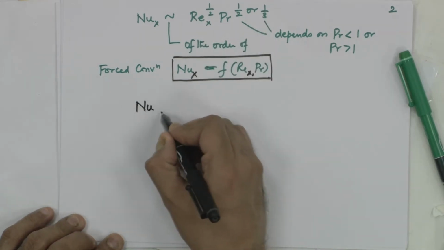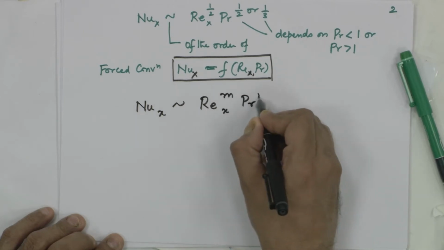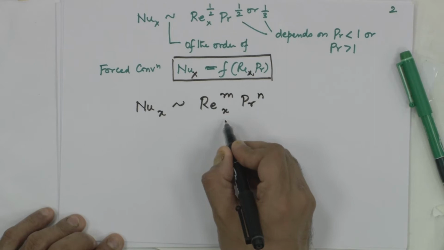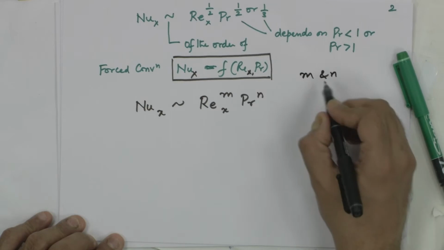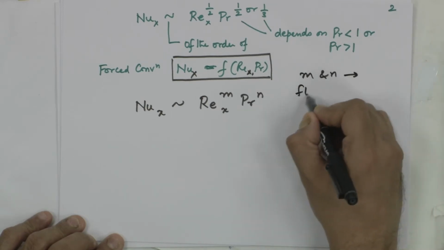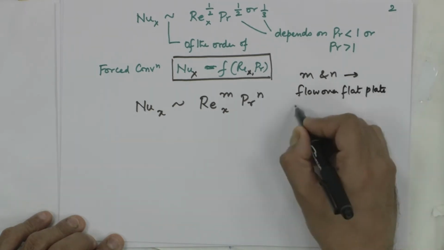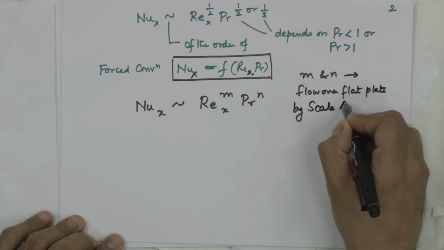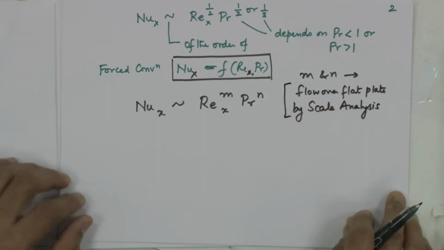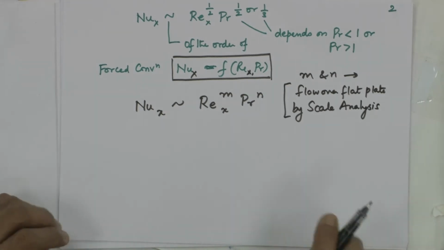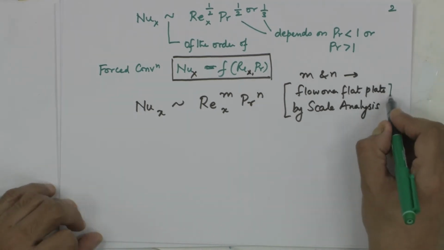So, typically we would write Nu_x is of the order Re to the power m PR to the power n. This x could be for a flat plate, it could be D for a flow over a cylinder. Values of m and n for flow over a flat plate you would get later on by scale analysis. I want to emphasize this a lot because scale analysis, when we see, we will go into the details. It will tell you what terms are important and what contributes primarily.